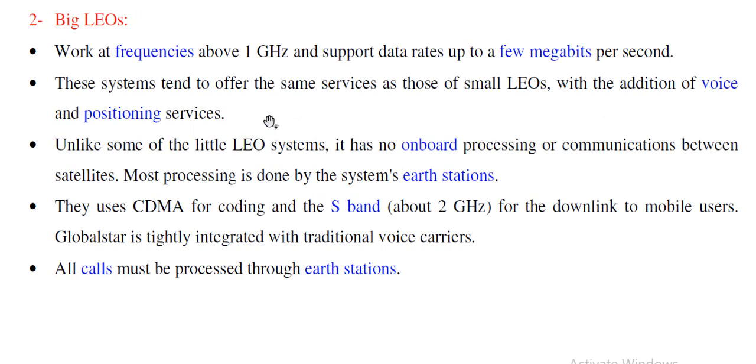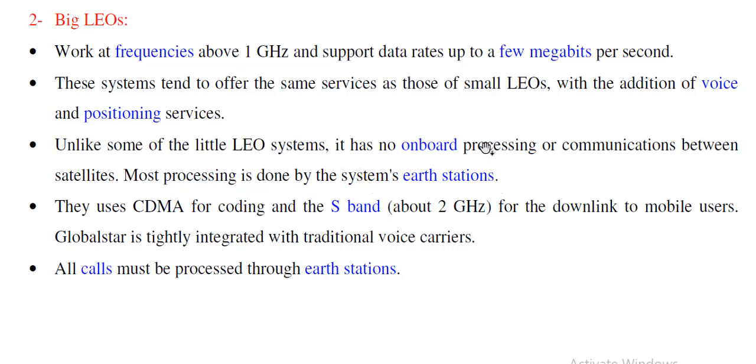The second type of LEOs are the big LEOs. Since the little LEOs are using frequencies less than 1 GHz and supporting only simple data rates, the big LEOs use frequencies above 1 GHz, and of course they support data rates up to a few megabits per second, which means that these LEOs are used in different applications compared to the little LEOs. They might be used in voice communication and positioning services that are mostly used today, like the GPS and so forth.